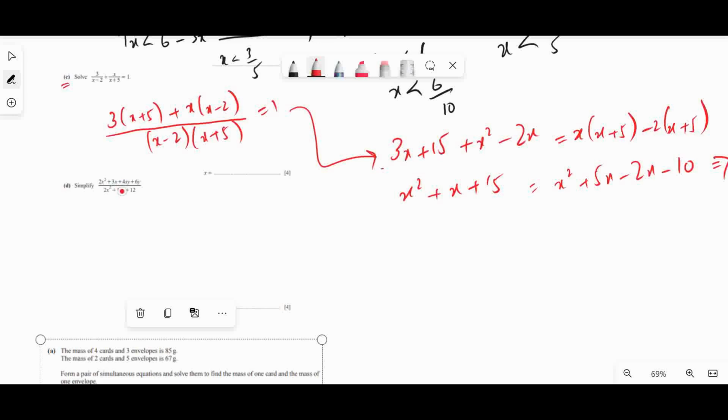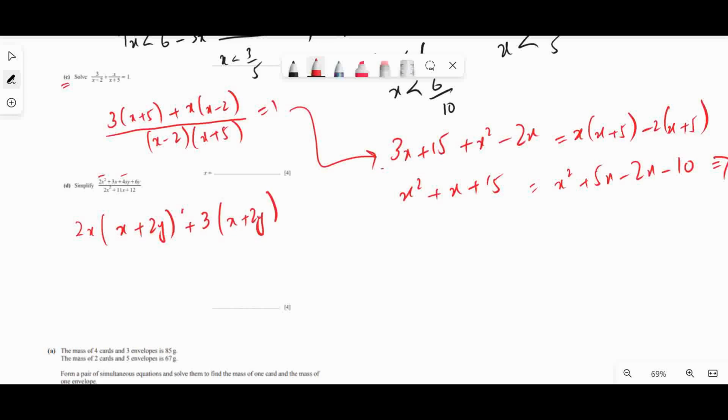First of all, we need to find the factors. In the numerator, we can take 2 common from the first and third term. If we take 2x as common, this will be 2x(x plus 2y). Plus, if we take 3 as common, it will be 3(x plus 2y). That's what we have to do in the numerator. In the denominator we need to factorize it.